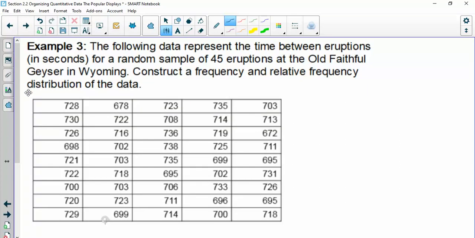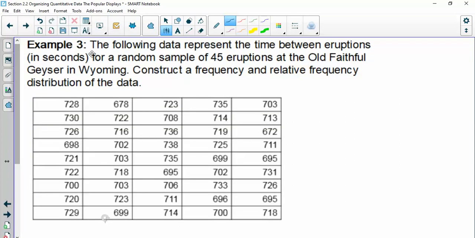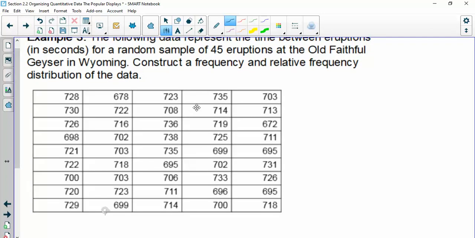So this is giving us the length of time in seconds for 45 eruptions at Old Faithful. I want frequency and relative frequency distribution. What would be the only difference between frequency and relative frequency if we put them on a graph? Yeah, the numbers on the y-axis, otherwise it looks the same.